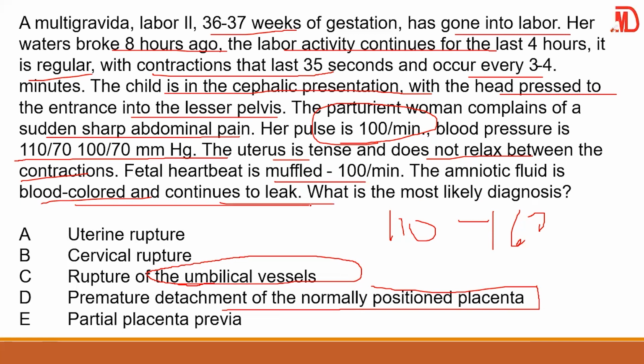And the reason why maybe they chose the placenta abruption is because of the reduced heartbeat of the baby. All right. So over here, your answer here is D.